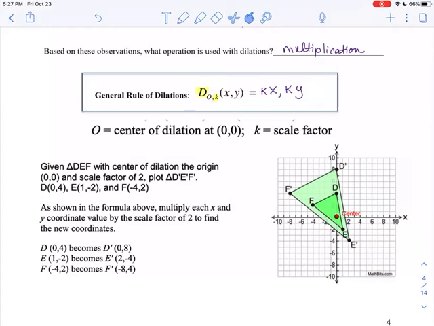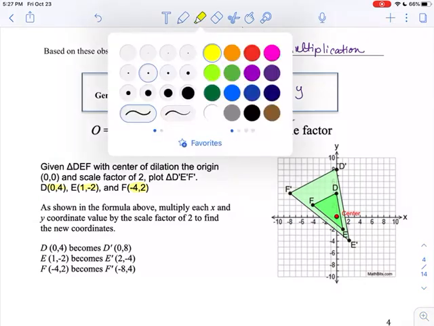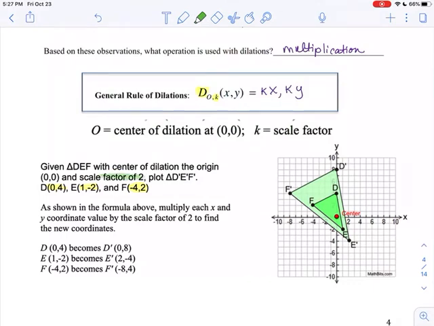So I wanted to show you a graph that was already done for us. So given triangle DEF with the center of dilation at the origin and a scale factor of 2, plot D prime, E prime, F prime. So D is (0, 4), E is (1, -2), and F is (-4, 2). As I said, this is already done for us. All you do is you take each of the points, okay, this is the pre-image right there, and you multiply the X and the Y by 2 because my scale factor is 2. So the scale factor is 2. Everything gets multiplied by 2.